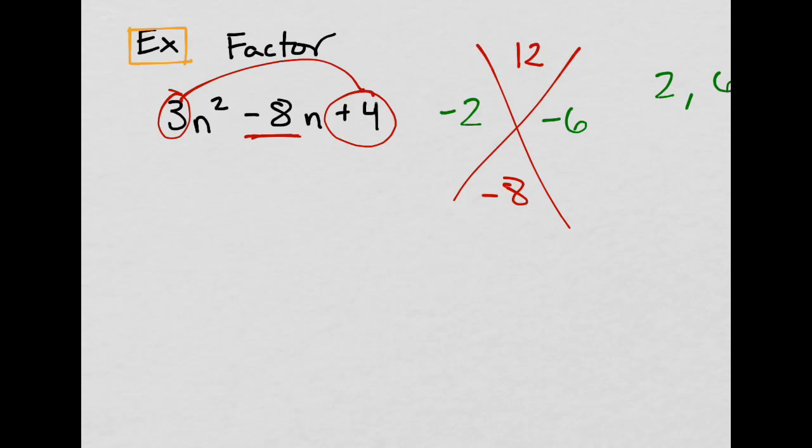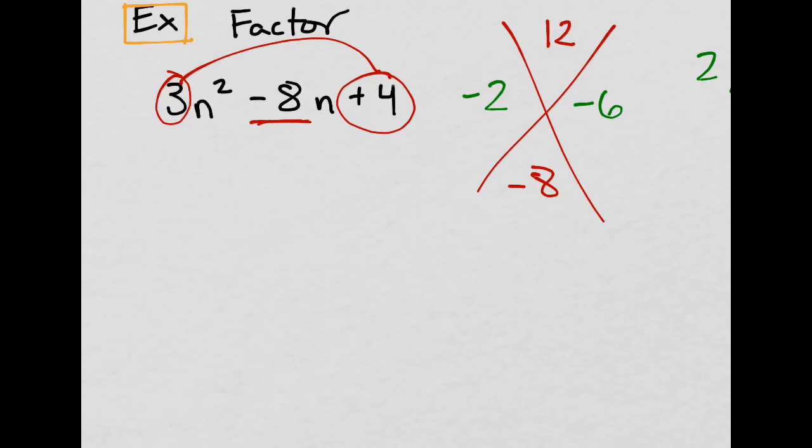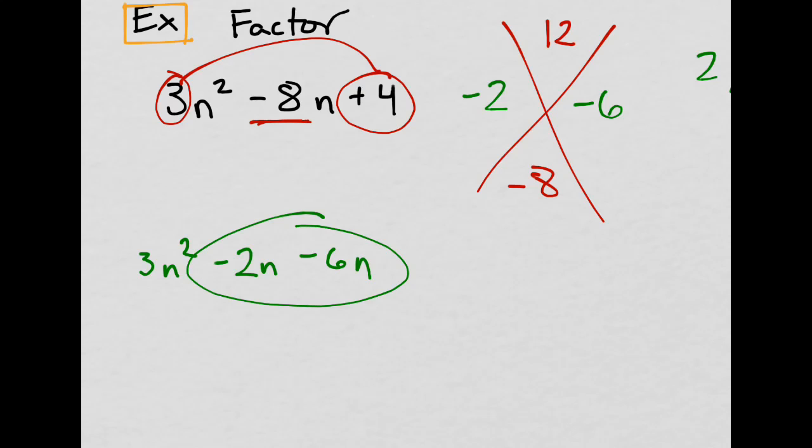The next step is to rewrite this using these two things. So I have 3n squared. Now I don't write negative 8n. I write negative 2n minus 6n, because this is the same as negative 8n. And then I copy down this, so plus 4. So I've just rewritten this with two middle terms instead of one middle term.